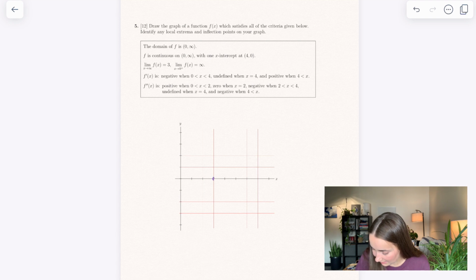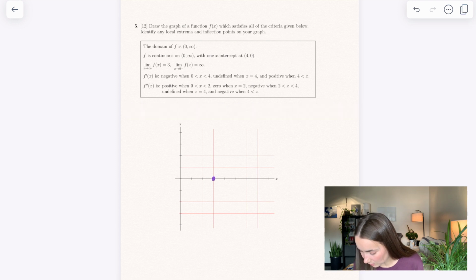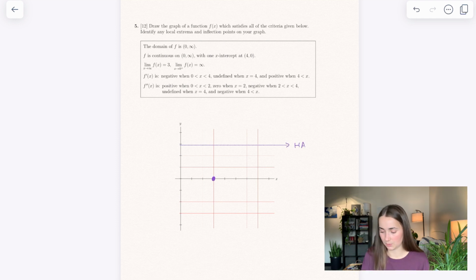So I'm going to draw in that x-intercept right here. So first we have the limit as x approaches infinity is equal to 3. So 1, 2, 3, that means we are going to have a horizontal asymptote at 3. So horizontal asymptote, we also have the limit as x approaches 0 from the right. It's going to go up to infinity. So I'm just going to draw a little arrow there so I know it's shooting up. Let's go to the next sentence.